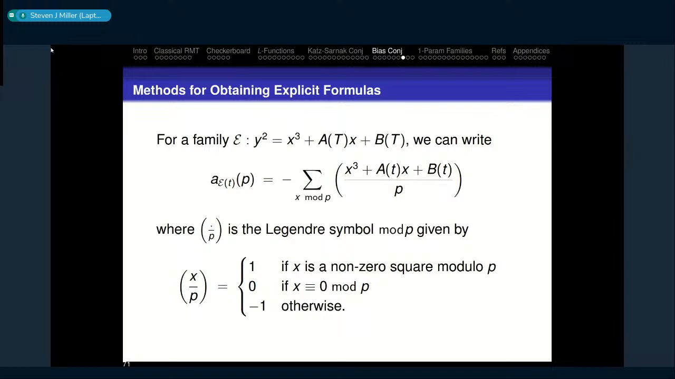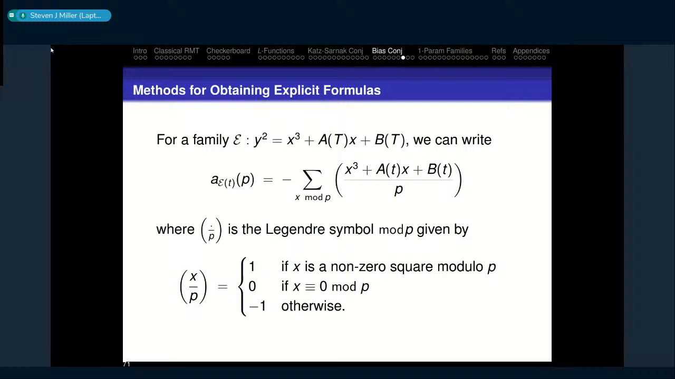The main tool is the fact that for elliptic curves, we can write down explicitly what the coefficients are by using the Legendre symbol. The Legendre symbol (x/p) is defined to be 1 if x is a non-zero square mod p, 0 if x is 0 mod p, and negative 1 otherwise. This is a nice way to count, and it turns out this quantity A that I defined earlier, p minus the number of solutions, is just the sum of the Legendre symbol as x ranges mod p.